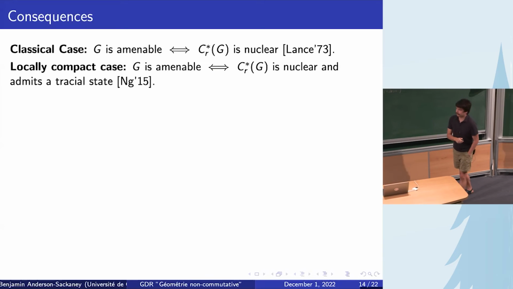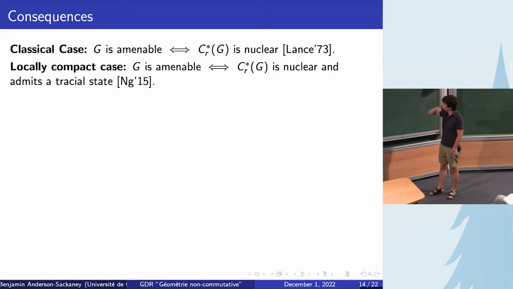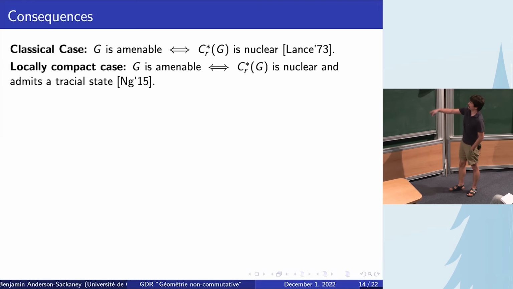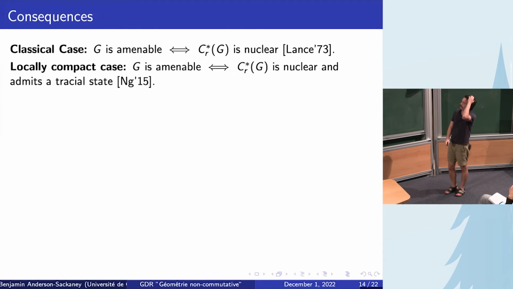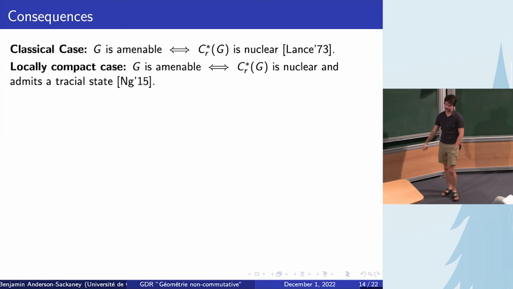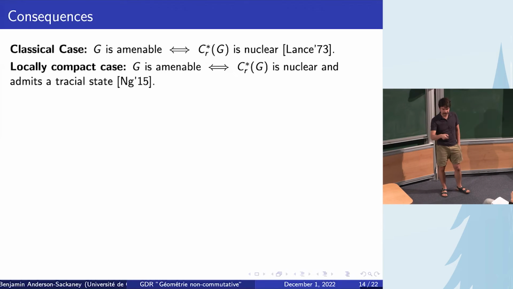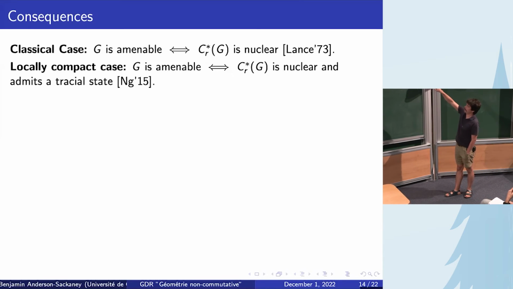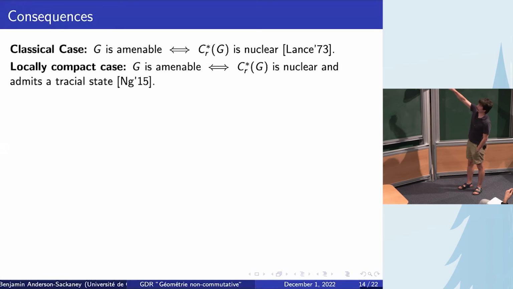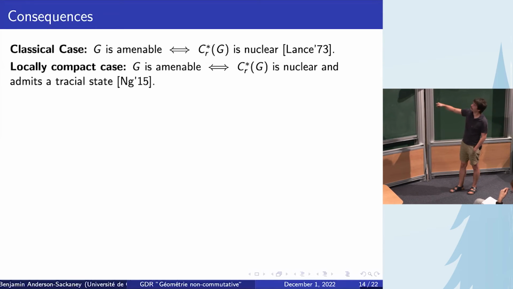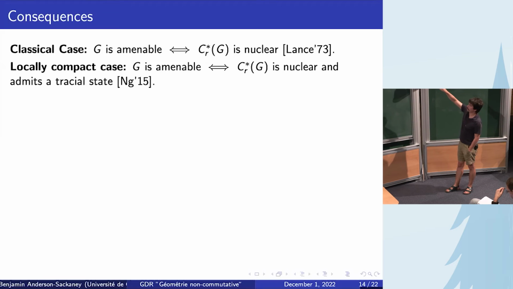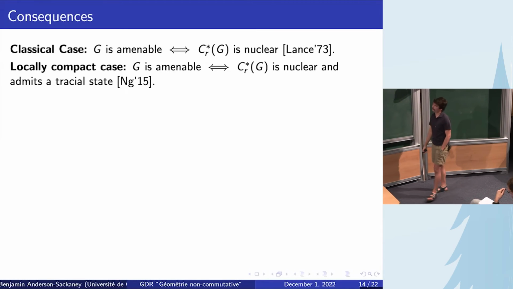So I'm going to quickly go to my first consequence of this. Nuclearity has been known for a while to have something to do with amenability. So in the classical case, G is amenable if and only if the reduced C-star algebra is nuclear. That's an old result of Lance. And a bit more recently, the result was generalized to locally compact groups. And we have this kind of similar problem with locally compact groups, that the reduced C-star algebra doesn't always admit a tracial state. And that turns out to be something that was important in the classical discrete case. And it turns out there, G is amenable if and only if the reduced C-star algebra is nuclear and admits a tracial state. Okay.